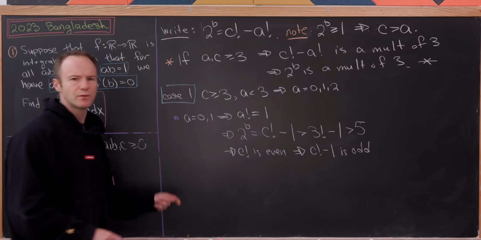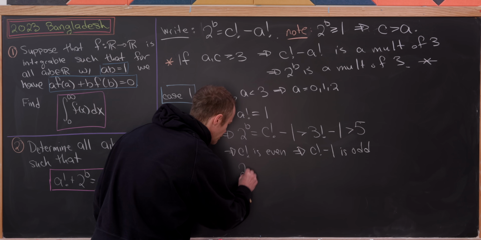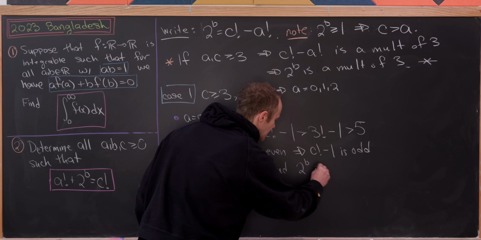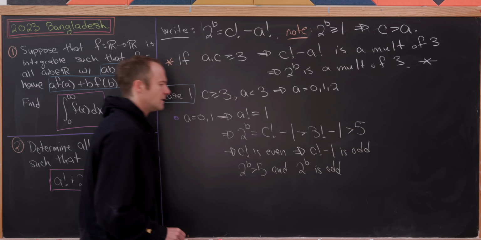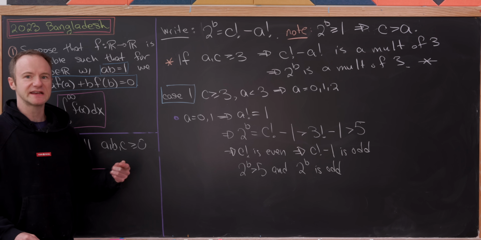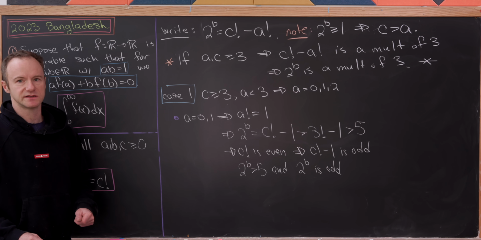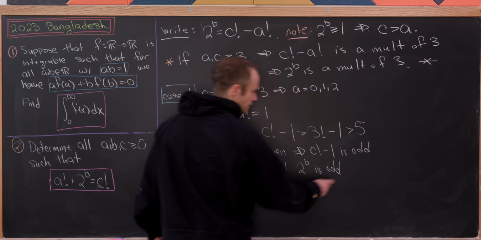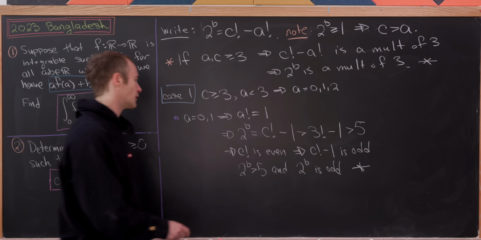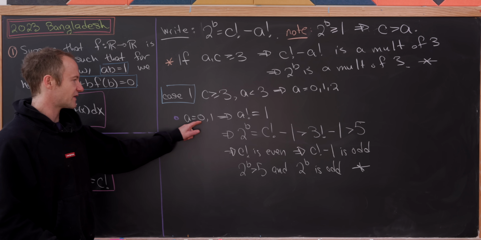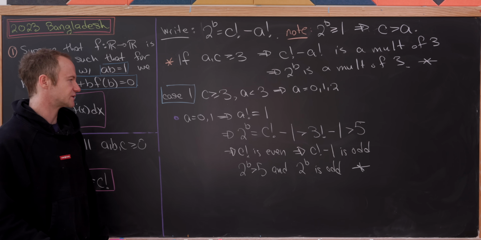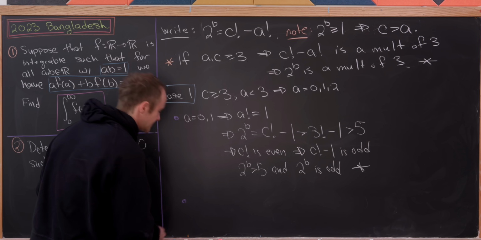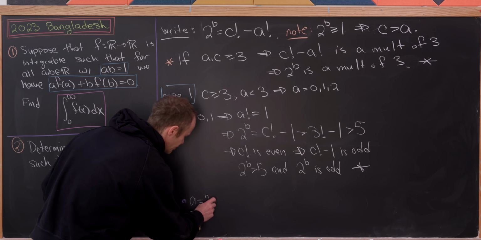So let's see what's happened here. We have 2 to the b is bigger than 5 and 2 to the b is odd. But 2 to the b only takes on a single odd number, and that is the number 1 when b is equal to 0, but 1 is not bigger than 5. So that leads us to an impossibility as well. So that means we cannot have the possibility that a is 0 or a is 1, leaving us with one last possibility in this first case, which is a is equal to 2.